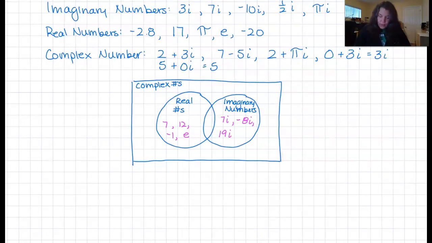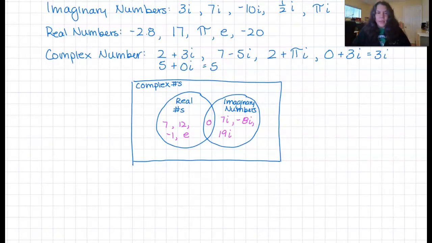But notice that there is a place right here that is overlapped. There is something that is real and imaginary, and it's also inside the box of complex numbers, so it's also complex. And that one special number, think about it. Again, if you want to pause the video to try to think about what number is real, imaginary, and complex, the lucky winner is 0.